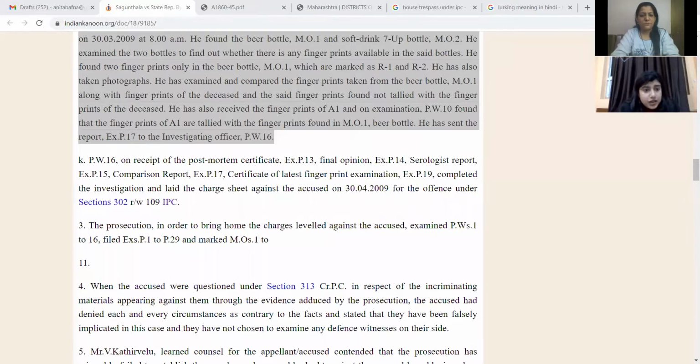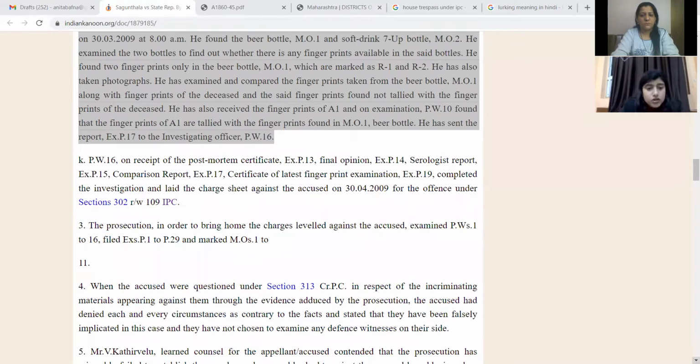Prosecution witness 16, on receipt of the post-mortem certificate, Exhibit P13, final opinion, Exhibit P14, serologist report, Exhibit P15, comparison report, Exhibit P17, and certificate of latest fingerprint examination, Exhibit P19, completed the investigation and filed the charge sheet against the accused on 30th April 2009 for the offence under Section 302 r/w 109 IPC.